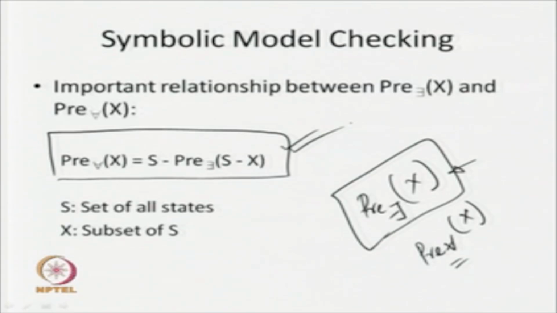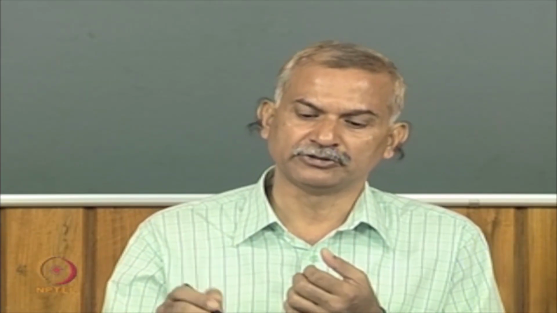Now, we are going to see how to evaluate this set of states, that means pre exist X. So, we need a method to calculate this, and this is the basis of our symbolic model checking algorithm. If I give you a set of states, my requirement is always to find the predecessor states, and out of those to see the states that satisfy pre exist or pre for all.